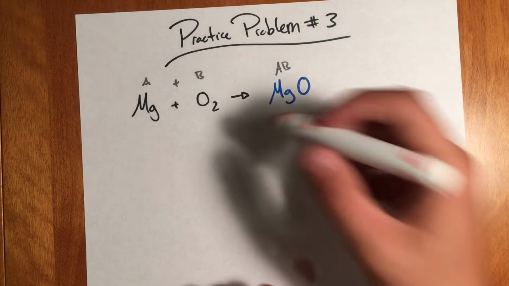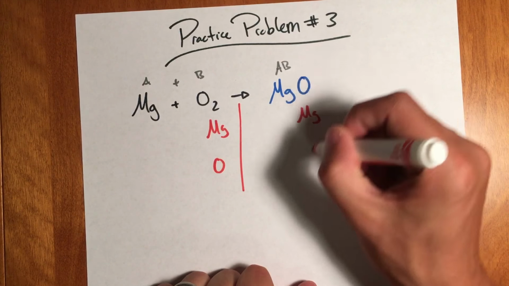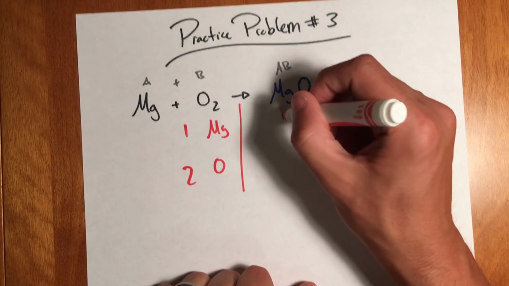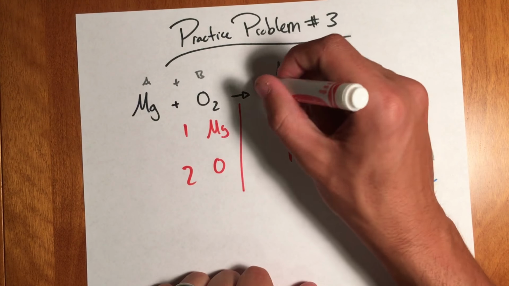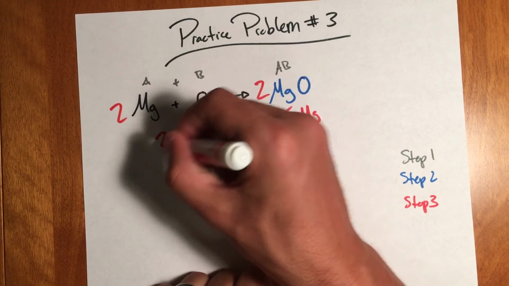So then we need to balance the reaction. Draw a line, MgO, MgO. We've got 1, 2, 1, 1. We can put a 2 there, changes both of these to a 2, and then put a 2 there, and we're balanced.